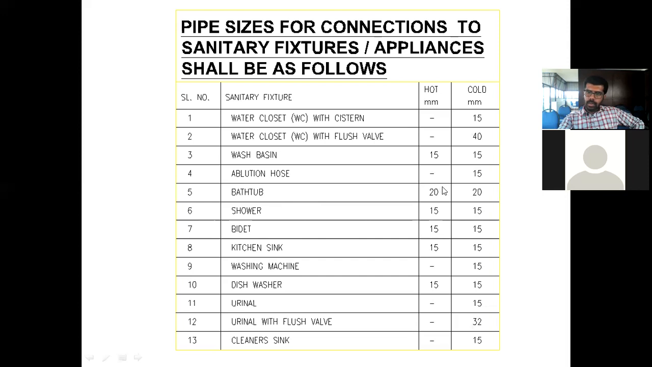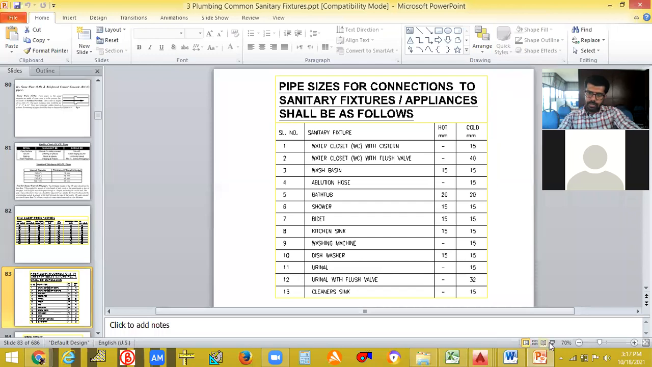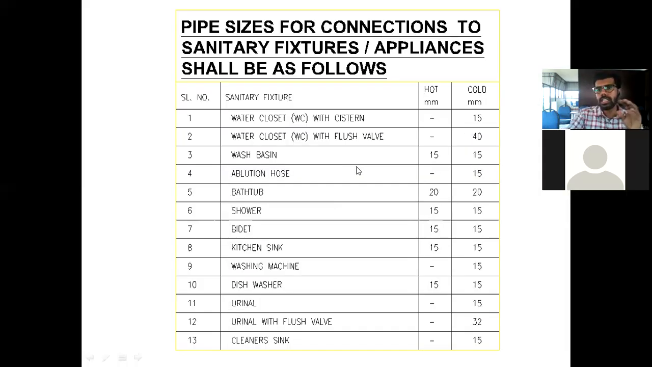Bath, you can give hot 20 and cold 20. Shower 15 and 15, bidet 15 and 15, kitchen sink 15, washing machine cold you can give 15, dishwasher 15, urinal 15, urinal with the flush valve 32. Cleaner sink you can give 15. These are the minimum pipe diameters that you have to give.